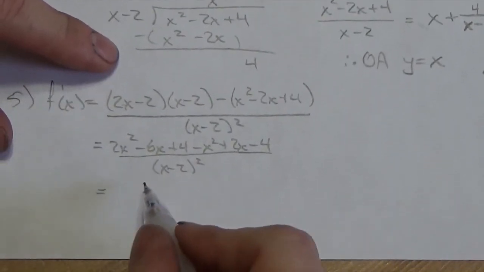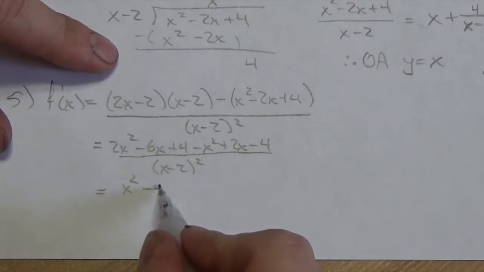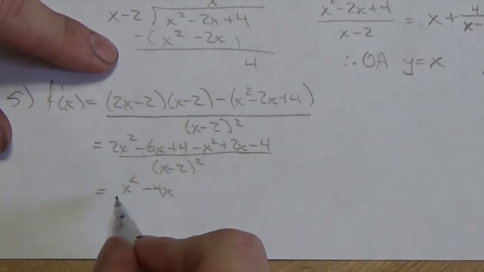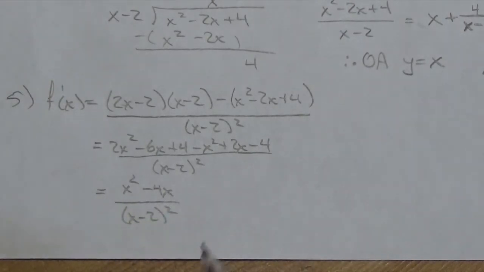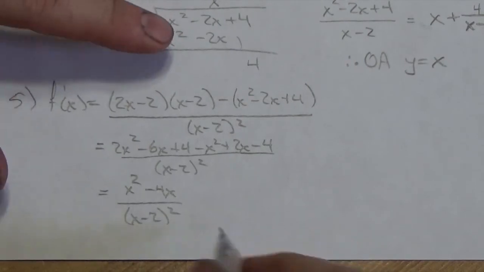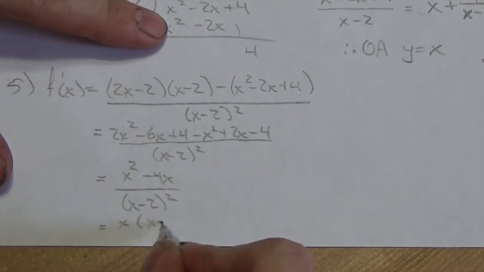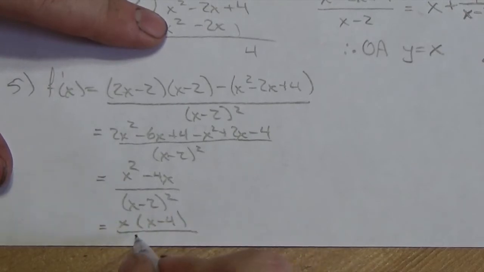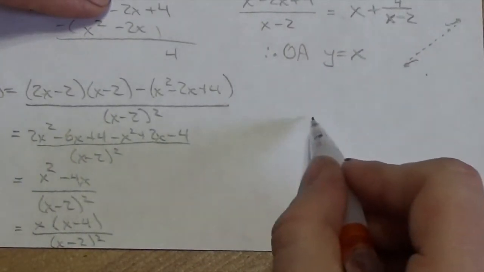So that is going to get me x squared, what do I got here? Minus 4x, and that's it, over x minus 2 squared. Okay. And actually I can factor that numerator, make that x times x minus 4 over x minus 2 squared. Okay, so now I got my pieces here.